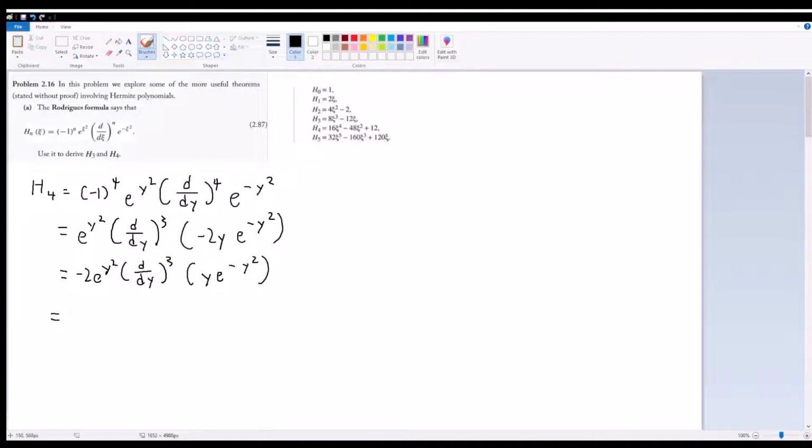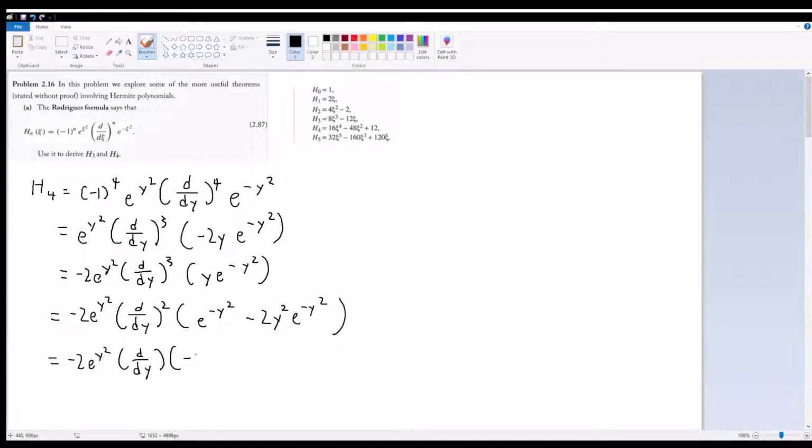Then we use product rule. This gives us negative 2e to the y squared times d by dy squared of e to the negative y squared minus 2y squared e to the negative y squared, because that brings out a negative 2y. Yeah. Okay, do it again. Negative 2e to the y squared d by dy of negative 2y e to the negative y squared minus, and then using a second set of product rules, this is going to give us 4y e to the negative y squared minus 4y cubed e to the negative y squared.